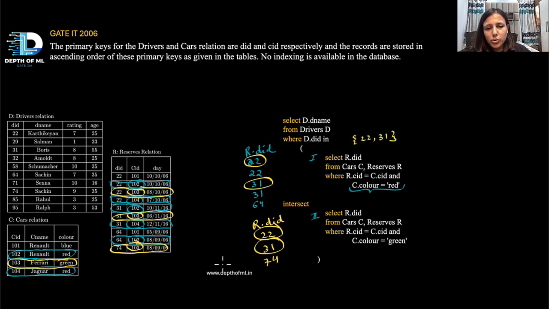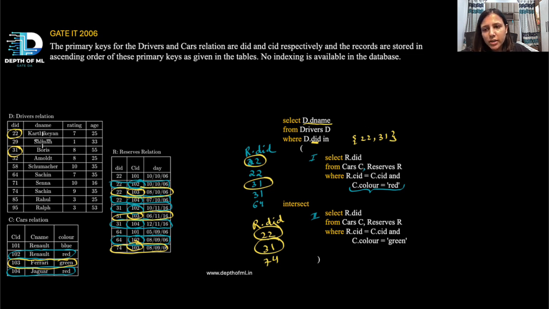Fine. Now let's go to the upper query, which is the outer query: select d.dname from drivers d where d.did in 22 and 31. So we have to look for those drivers whose DID is 22 or 31. We have Karthikeyan, who has DID 22, and we have to look for 31. We have to print their names, so we select these two.